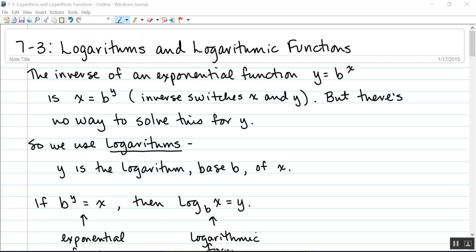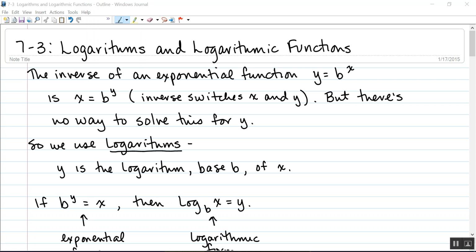Section 7.3 is on logarithms and logarithmic functions. The inverse of an exponential function, that is y equals b to the x, is x equals b to the y. Notice and remember that the inverse switches the x and the y. But there's no way to solve this equation, x equals b to the y, for y. So we use logarithms. y is the logarithm base b of x.